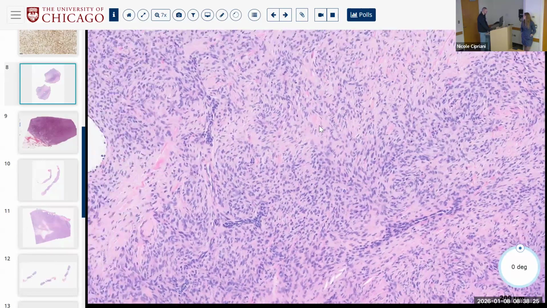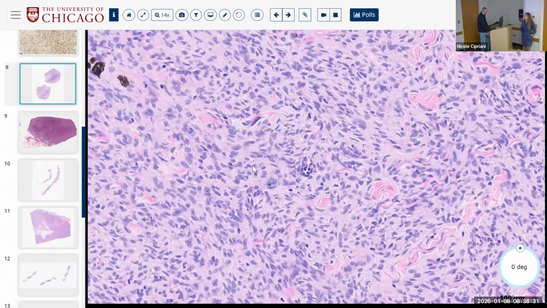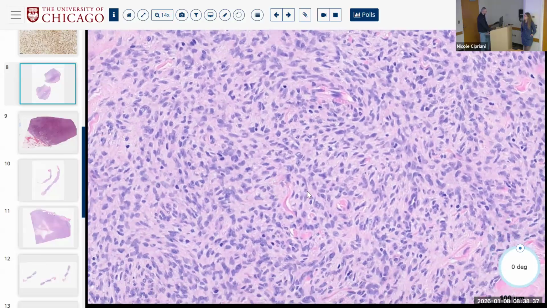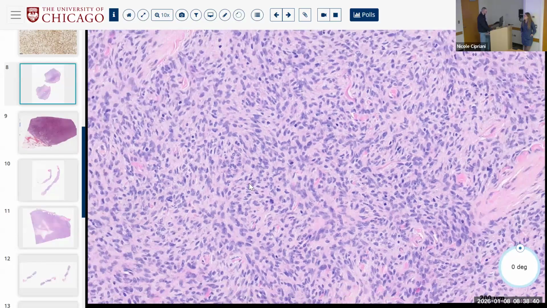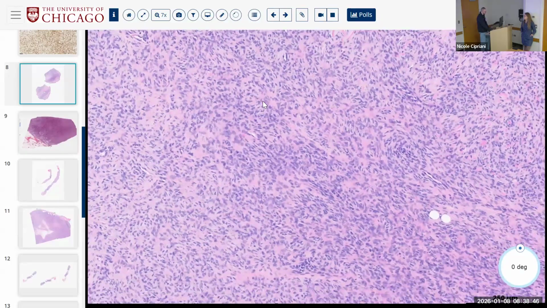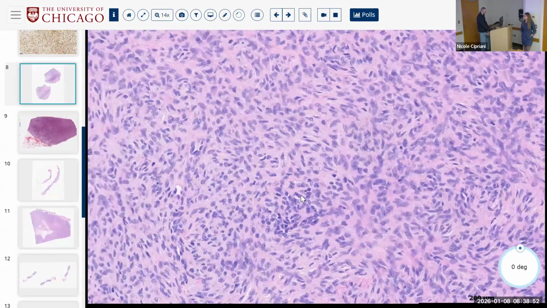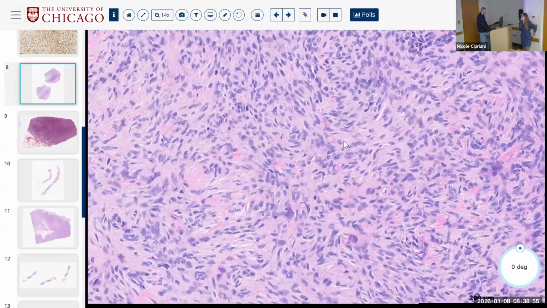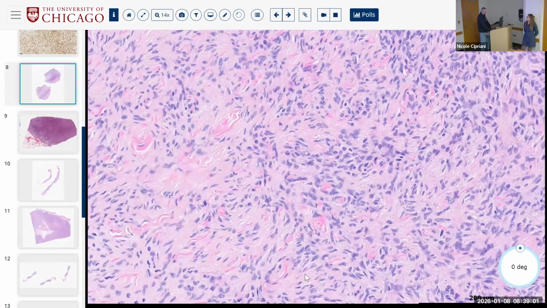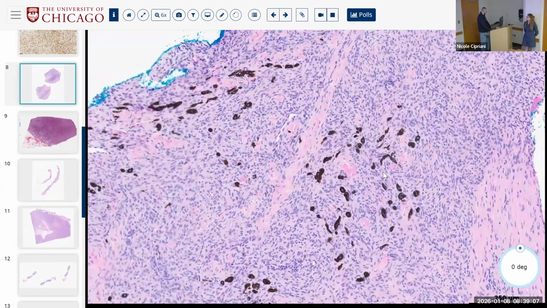The tumor itself looks pretty spindled, pretty monotonous, or maybe more elongated rather. It's in a vaguely storiform pattern. But the cells themselves cytologically are fairly bland. Looking through here, I don't really see mitotic figures. I don't think I saw necrosis.